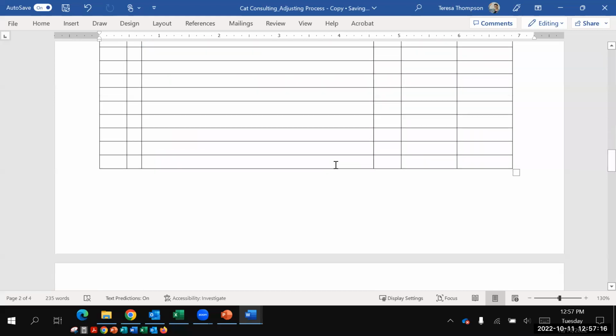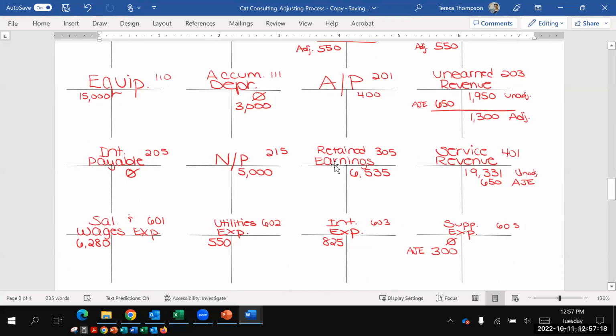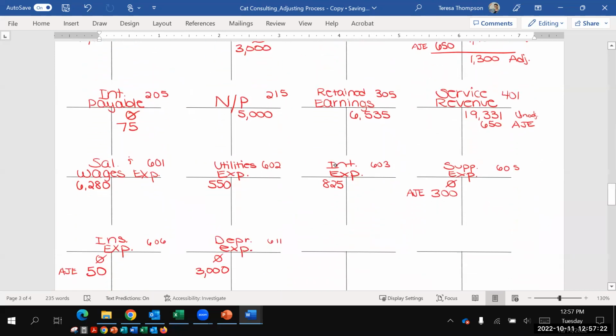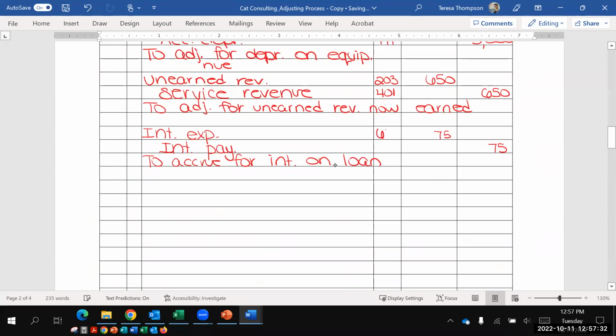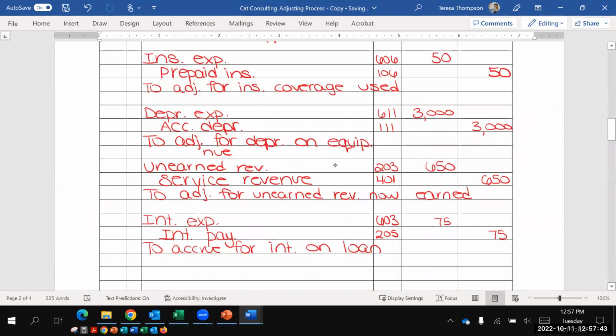You've journalized, now post it. Interest payable is now 75. Interest expense, 75, for a total of 900. So we moved it to account 603 and 205. They usually match up, not always.